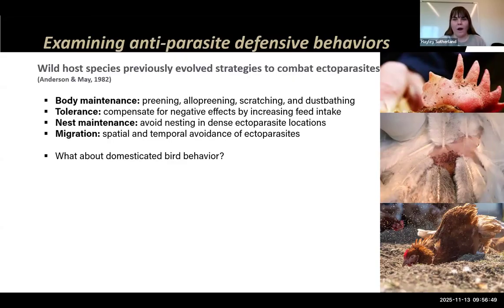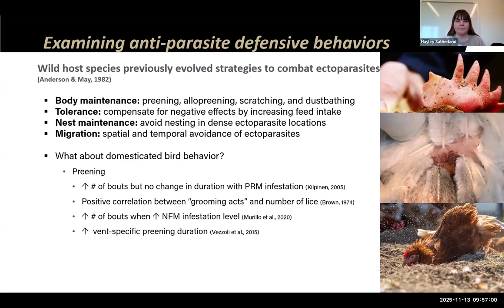So this is all well and good for our wild birds, but it's much different for our domesticated birds who are living in houses where you can't escape ectoparasites the way you would in the wild. So translating this over to our laying hens, looking at body maintenance behaviors like preening, we see that there's an increase in the number of occurrences, but there isn't necessarily a change in duration when it comes to poultry red mite infestation. Red mites are a similar ectoparasite of laying hens, they just don't reside fully on the hen. They live in the environment and come on the hen to feed, but they're both blood feeders.